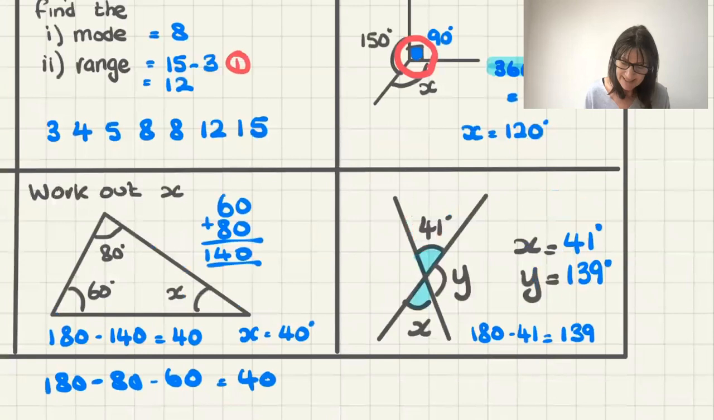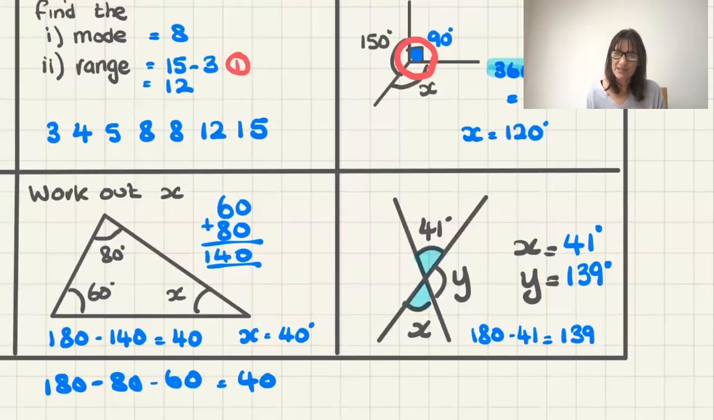And last but not least, we've got our vertically opposite rule. If that's 41, that's 41. So X is 41. That's nice and simple. But the Y can be confusing. So the Y is literally sat on that straight line with that 41 and that Y. It makes half a moon. So it's 180, and that's why the 180 got used here. 180, take away the 41, gave me 139, gave me the answer to Y.